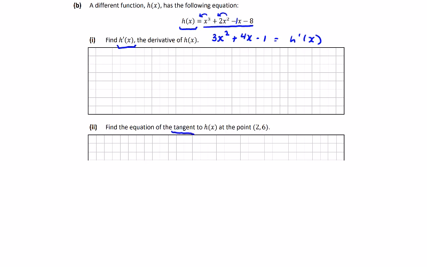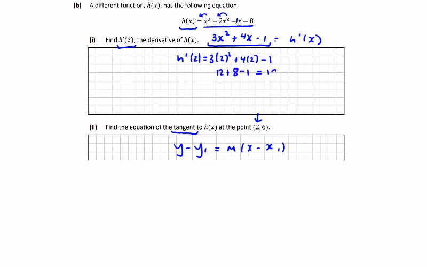The equation of the tangent, well, any equation, we've got to use the equation of the line formula, and we need the slope, which is what the differentiated function gives us at any point. So x is 2, so you have to sub 2 in here. 3 by 2 squared plus 4 by 2 minus 1 is h prime 2, or the slope at 2. 3 4s are 12 plus 8 minus 1 is equal to 19. So we have m is equal to 19 and we have our point.